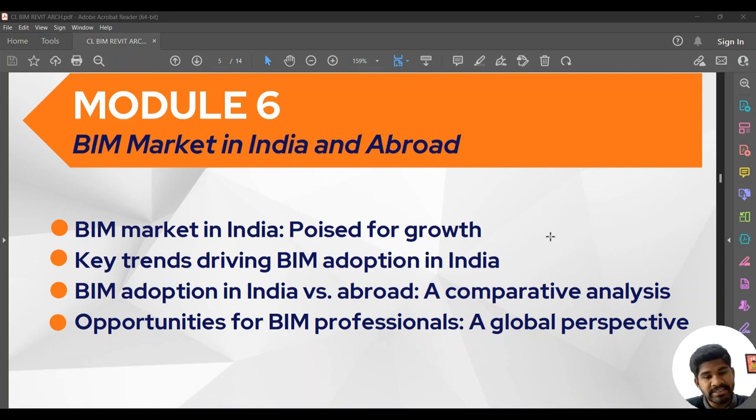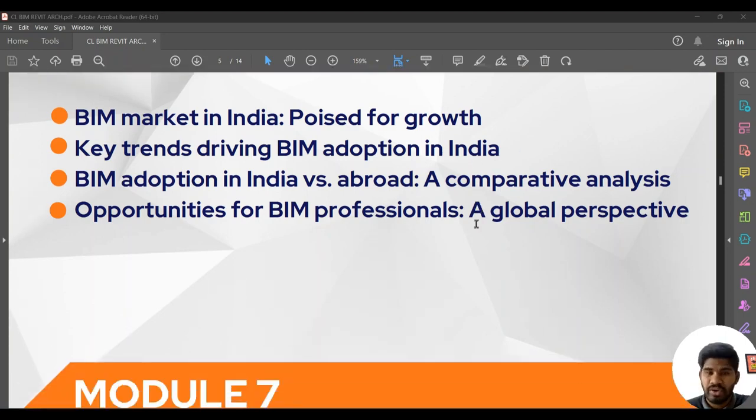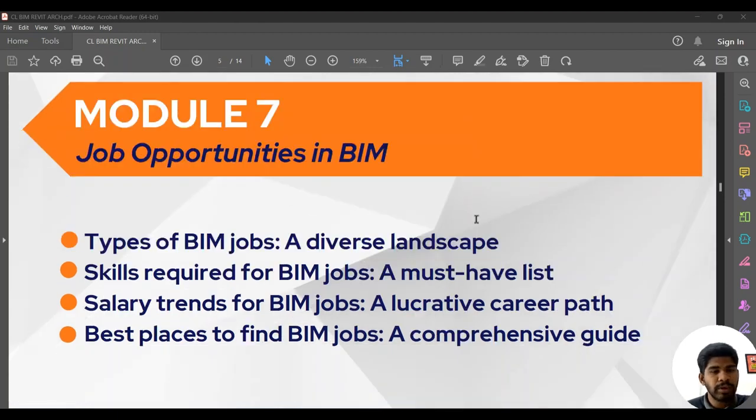Then we will be discussing key trends driving BIM adoption in India and abroad. Then opportunities for BIM professionals, not only in India but also at the global level. What are the roles and responsibilities a BIM person will have in the industry? We will be discussing more and more. Then job opportunities specifically. I am going to focus more on job opportunities because ultimately we all need a job, right? We should earn our bread and butter. So how do we land a job? How do we search for job opportunities in BIM? Everything we will talk about in more detail in our classes.